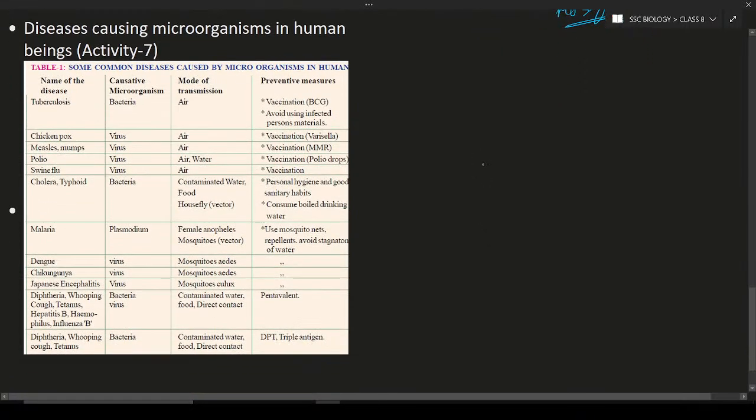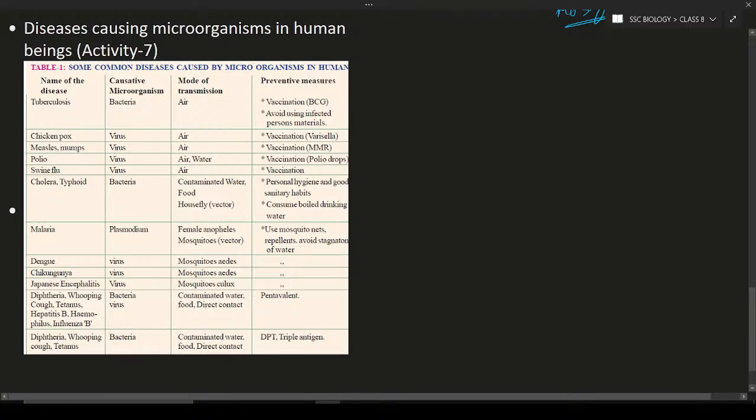Here a small table is given. This table describes the disease-causing microorganisms in human beings. This is activity 7. In this activity, we have to go to the nearest PHC, primary health care center, which is a government hospital. There, consult a doctor or meet a health worker and ask what different types of diseases are caused in human beings. Find out what diseases are caused by viruses, bacteria, fungi, etc. Also ask about the treatment: whether they give vaccines, medicines, or tablets. Ask them how they prevent and cure the diseases.